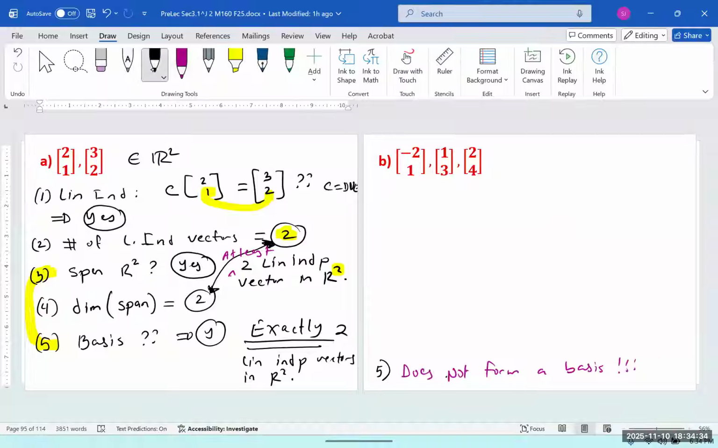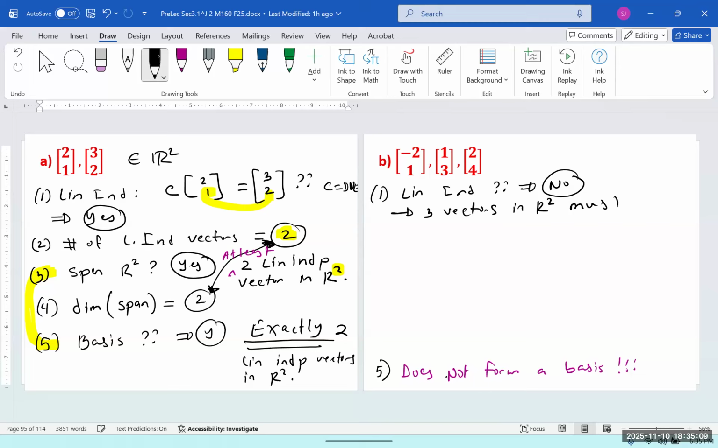Now let's see number 1. It says, are all of these linearly independent? Definitely not, right? Because 3 vectors in R2 must have 1 dependent vector.